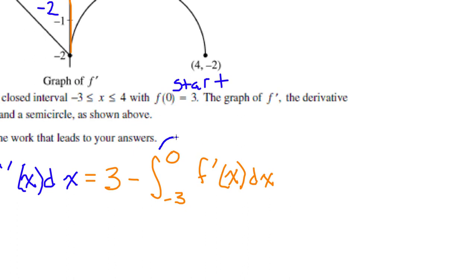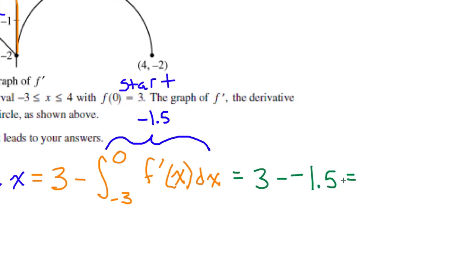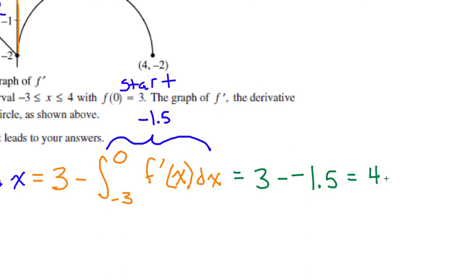So this integral right here is -1.5. What I really have is 3 minus -1.5, and double negatives make a positive, so it's really 4.5. And box it.